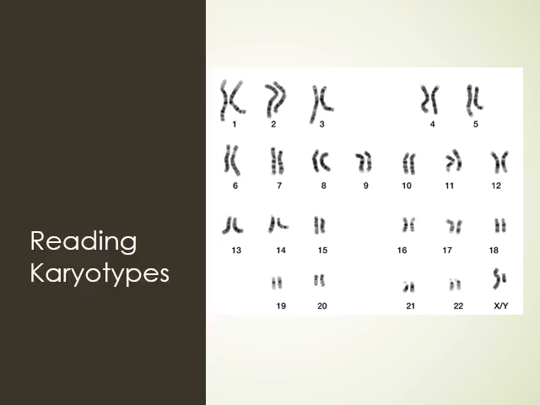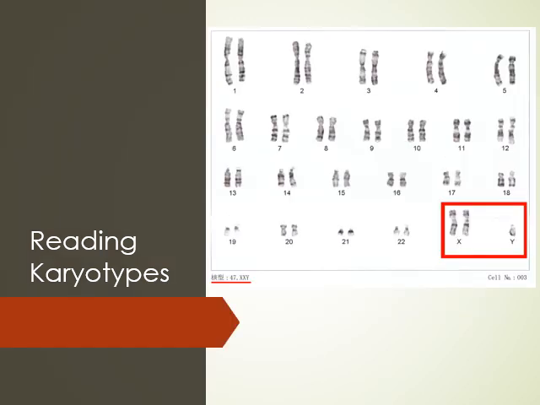So I want you guys to be able to read karyotypes. For instance, what's the gender of this offspring? Male. How can you tell? It's got an X and a Y. Just that easy. Any questions on that? Okay, it does get harder. It gets a lot harder. Like this one. What's the gender? How can you tell? Yeah, but what else is there?